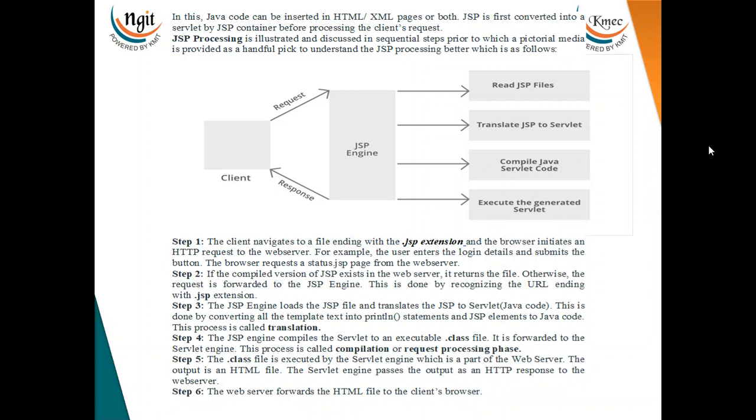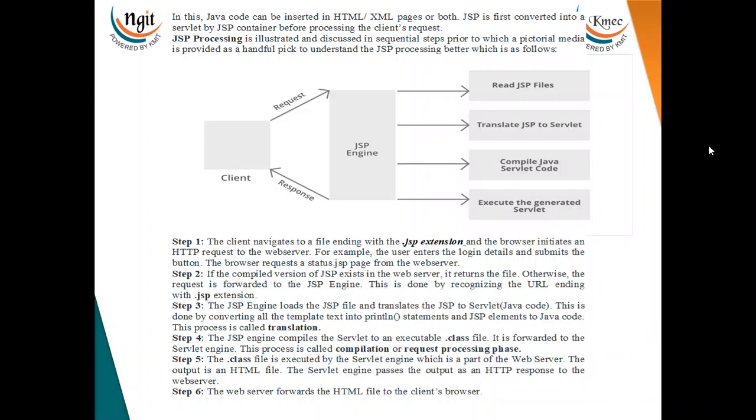Here the JSP file has been translated to a servlet, converting all the template text into println statements. We call this translation. The JSP engine then compiles the servlet to an executable class file. It is then forwarded to the servlet engine, and this process is called compilation or the request processing phase.